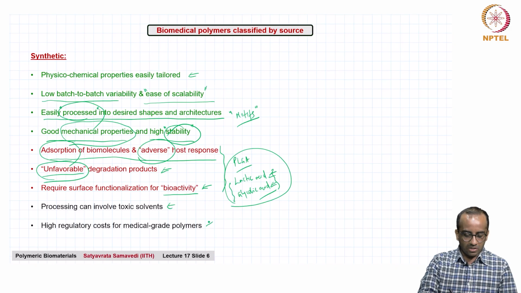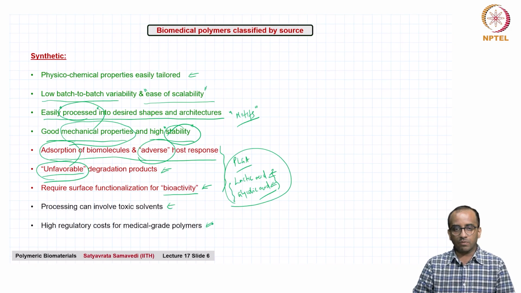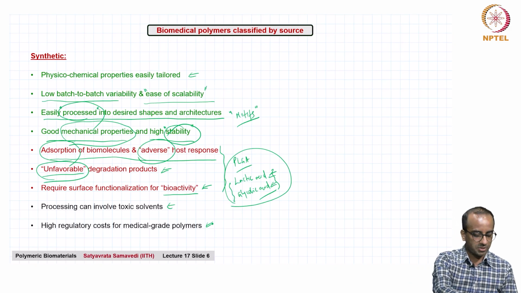Now, cost is a factor, especially for medical grade polymers. High regulatory costs are involved, and this is even for natural polymers. We will see that for very high purity, the higher the purity you want for a protein, for example, the more expensive it will be. So, cost is something that we can't avoid on both sides, both for synthetic and for natural polymers.